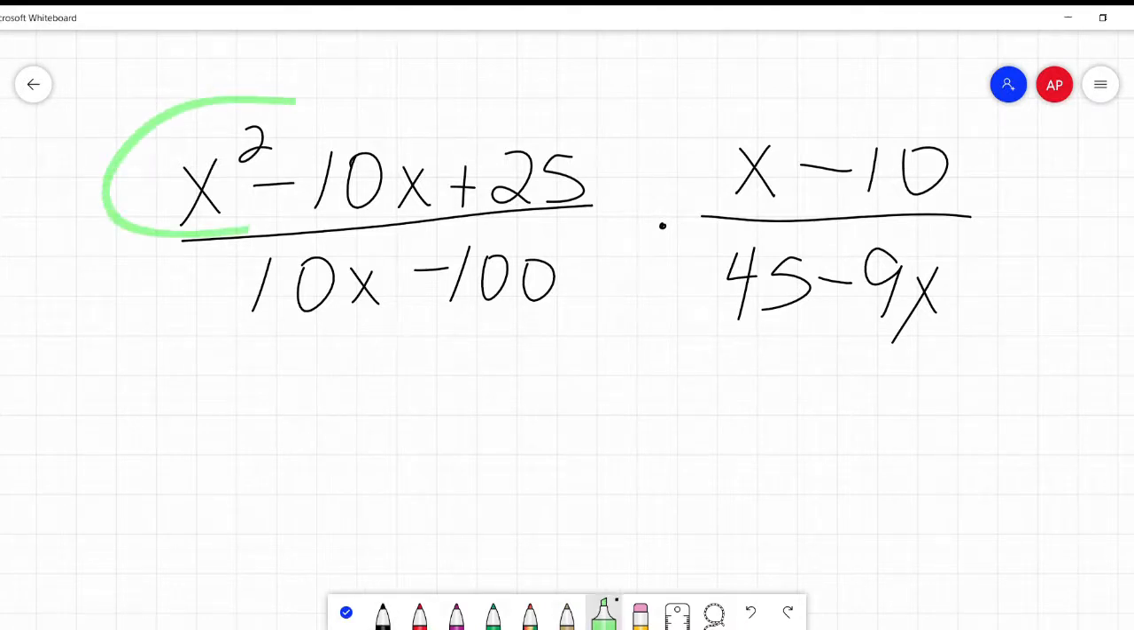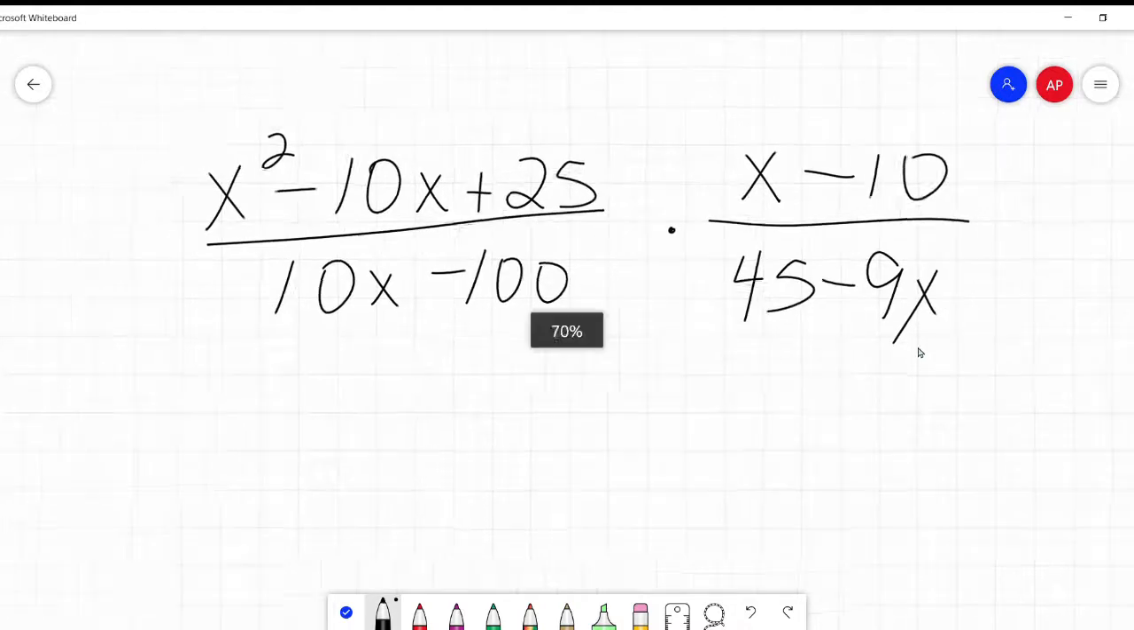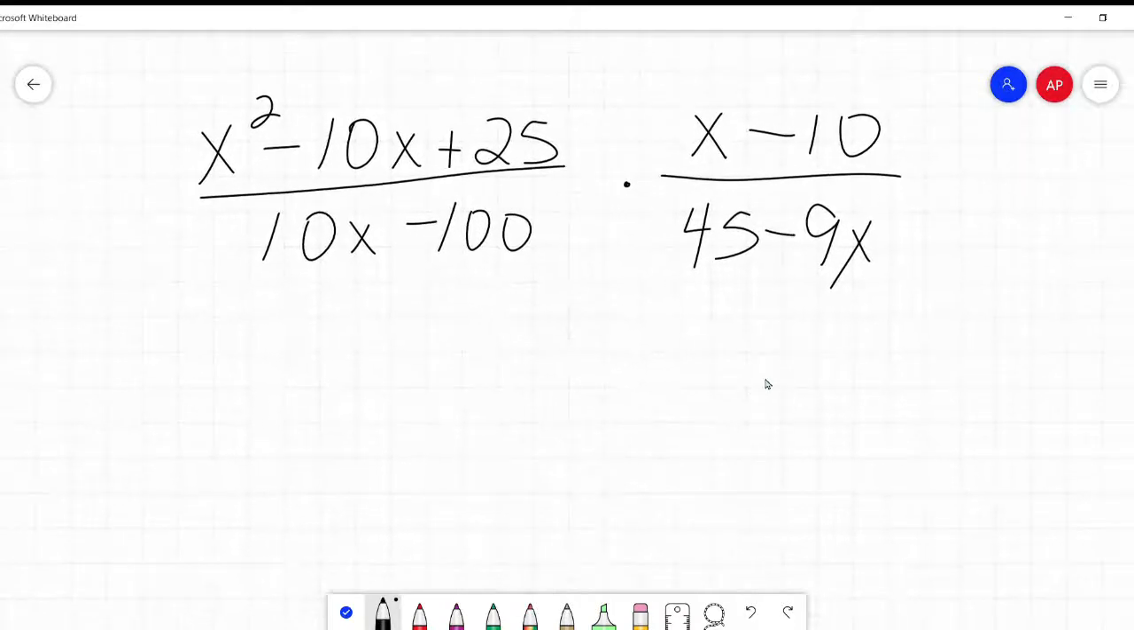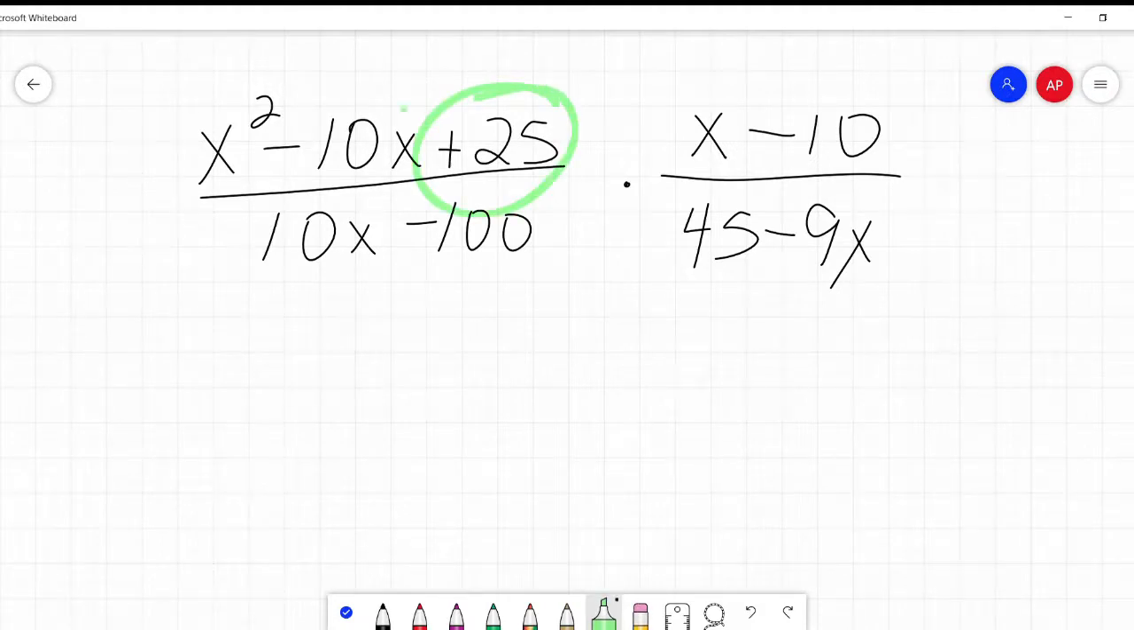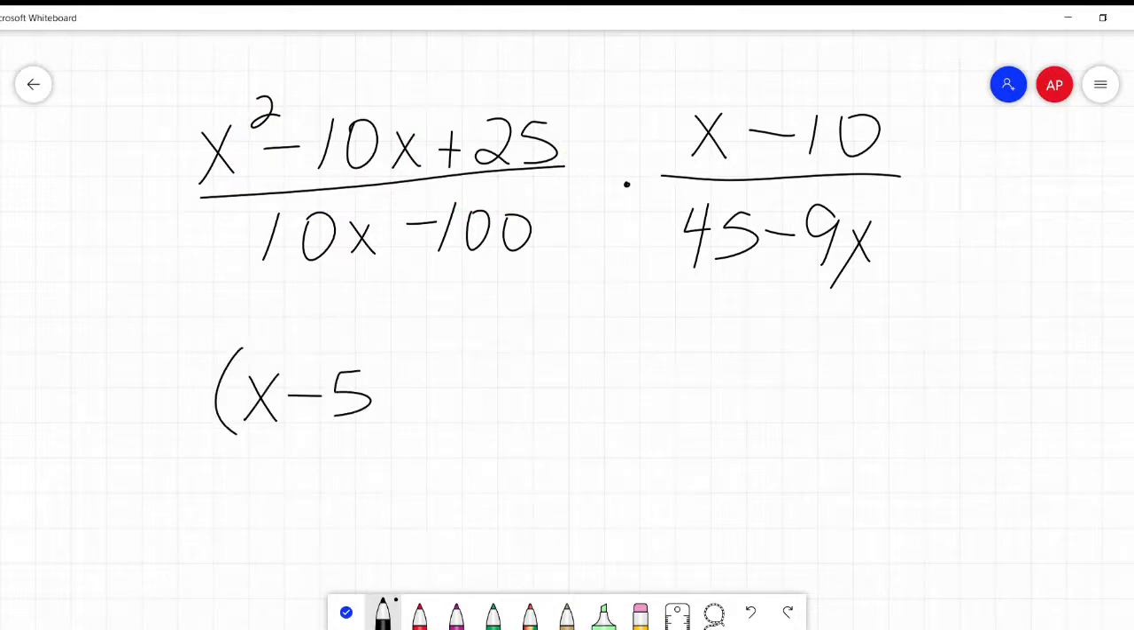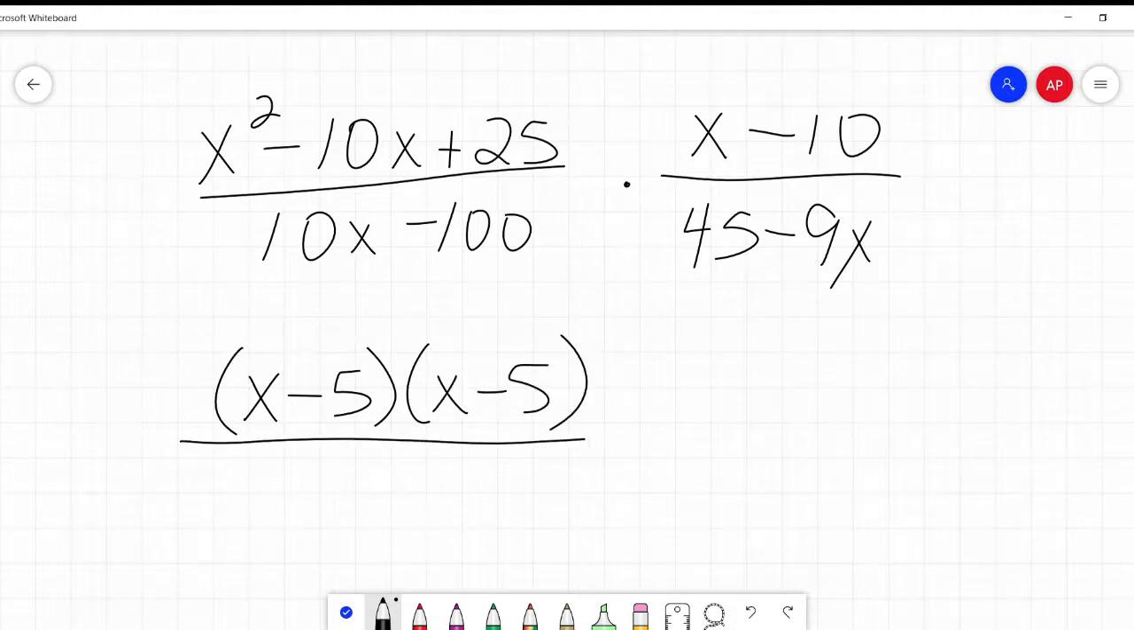Not yet. I wish. We're going to factor this on top. X squared minus 10x plus 25. Now, I look at this and I go, oh, that's a perfect square because I see the little pattern. If you don't see the little pattern, that's fine. You can just factor it normally by asking yourself what multiplies to positive 25 but adds to negative 10. And that is negative 5 times negative 5. So x minus 5 squared, x minus 5 times x minus 5.